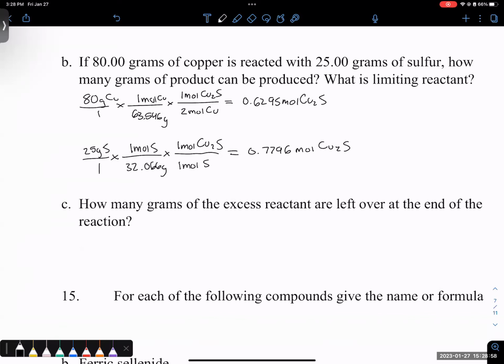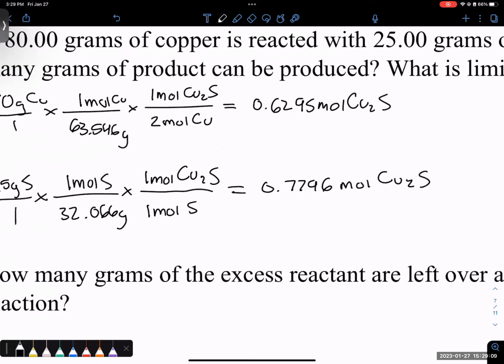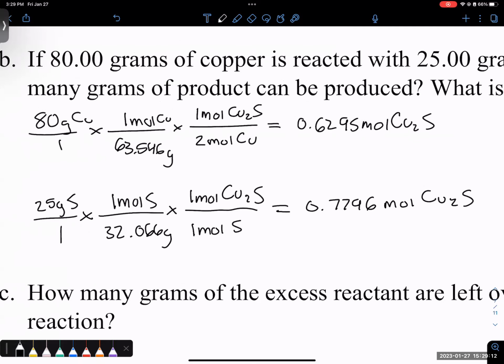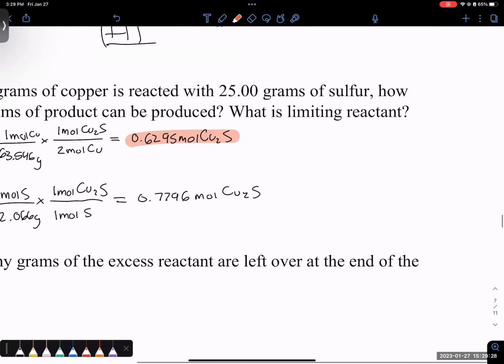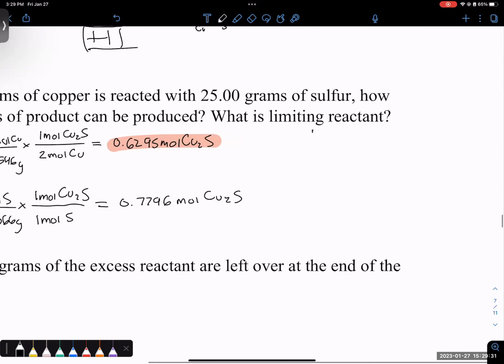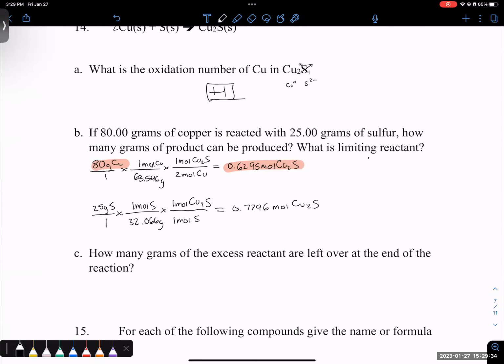All right. How do we figure out which one's the limiting reactant? The one that makes the least amount of product, right? So in this case, which is the limiting reactant? Copper. Do we all agree on that? I want to make sure everyone understands how to identify the limiting reactant. Perfect. Okay. So we identified the limiting reactant. That's the question. So it says identify the limiting reactant, that's copper.